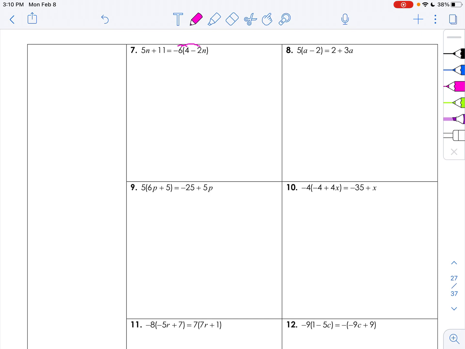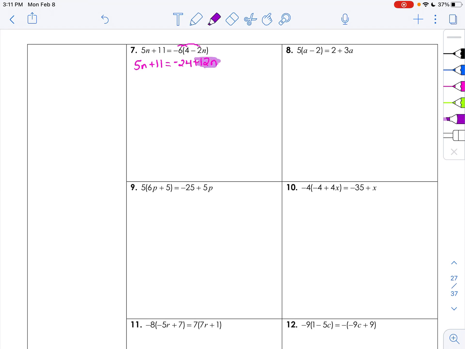That doesn't change the 5n plus 11. But then when I distribute, negative 6 times 4 is negative 24. And negative 6 times negative 2n is a positive 12n. Then I check the left side to see if I have like terms, and I do not. Then I check the right side to see if I have like terms. I do not.